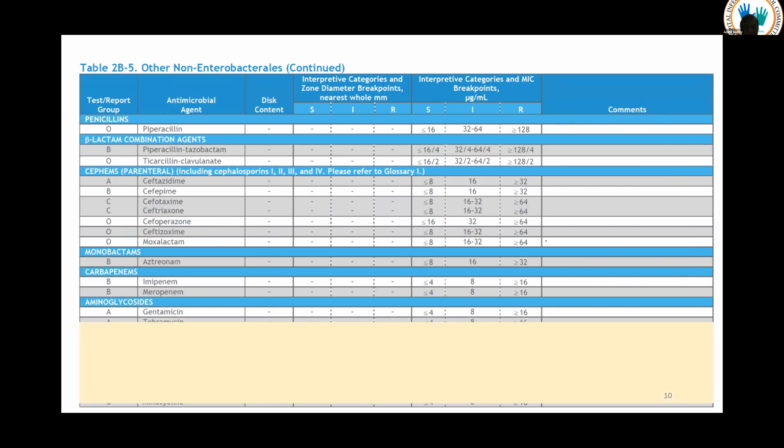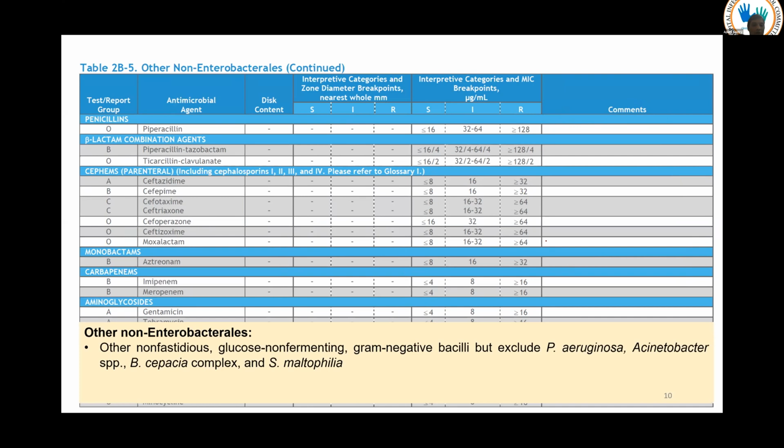I just want to quickly tell you this group includes all others other than these agents. You have a breakpoint table for Pseudomonas aeruginosa. You have a breakpoint table for Acinetobacter species. There is a breakpoint table available in CLSI for BCC, that is Burkholderia cepacia complex, and also one breakpoint table available for Stenotrophomonas maltophilia. Other than these four, all the rest of the non-fermenters will fall under this. Okay.